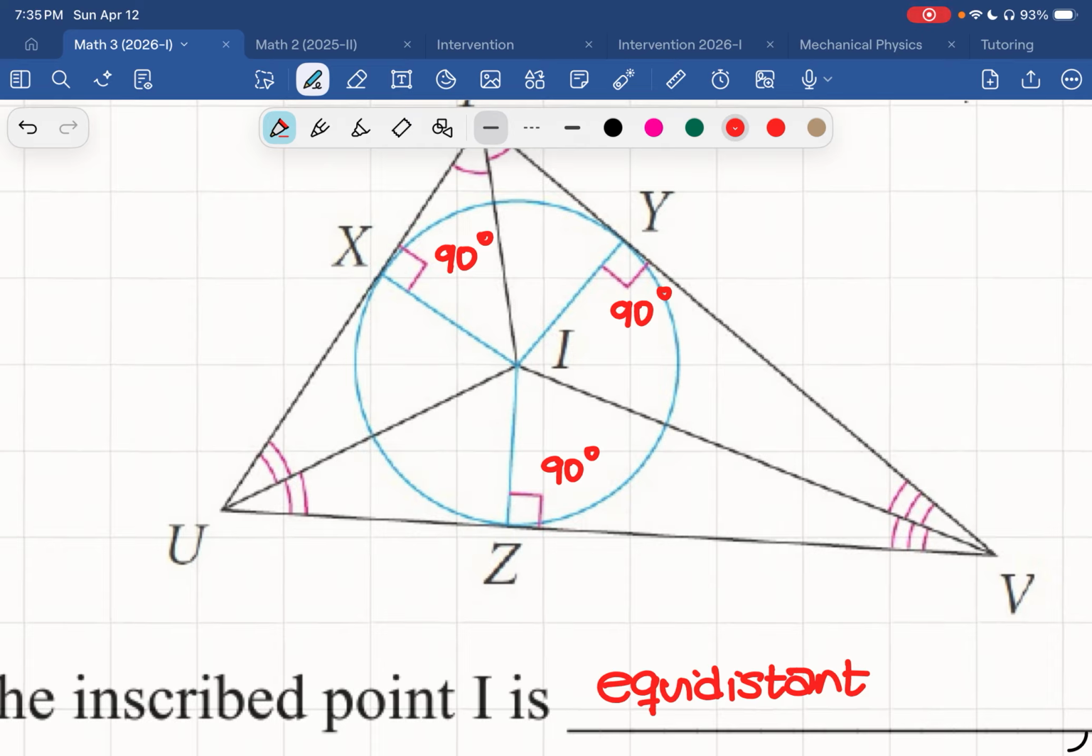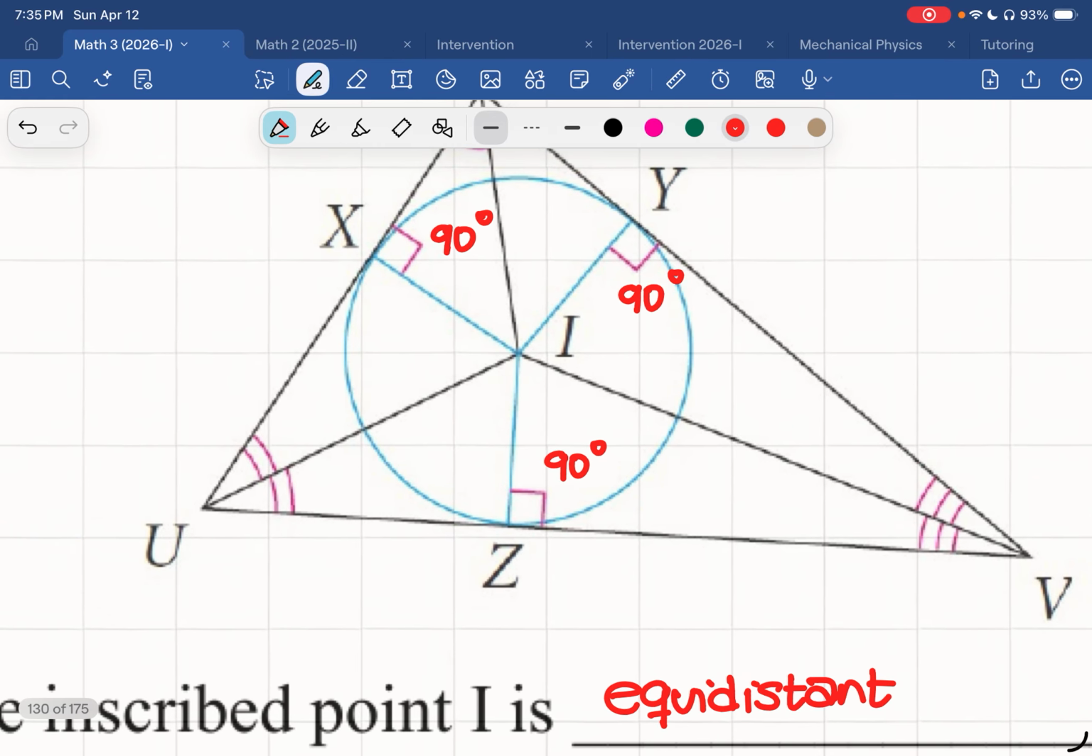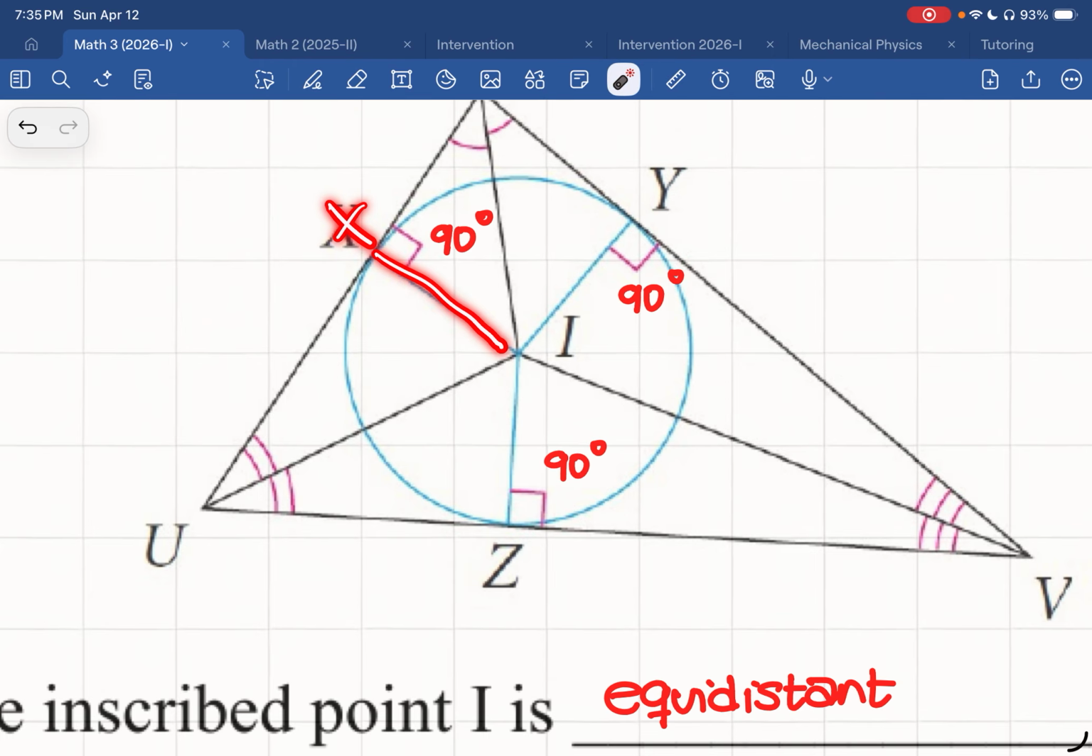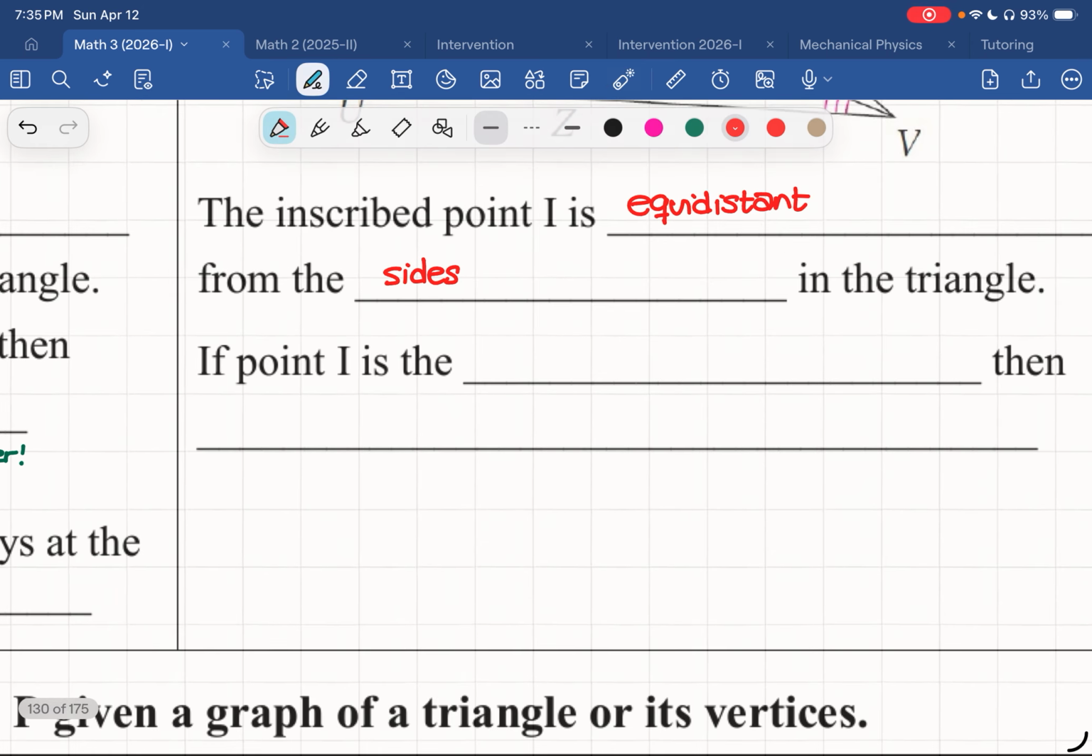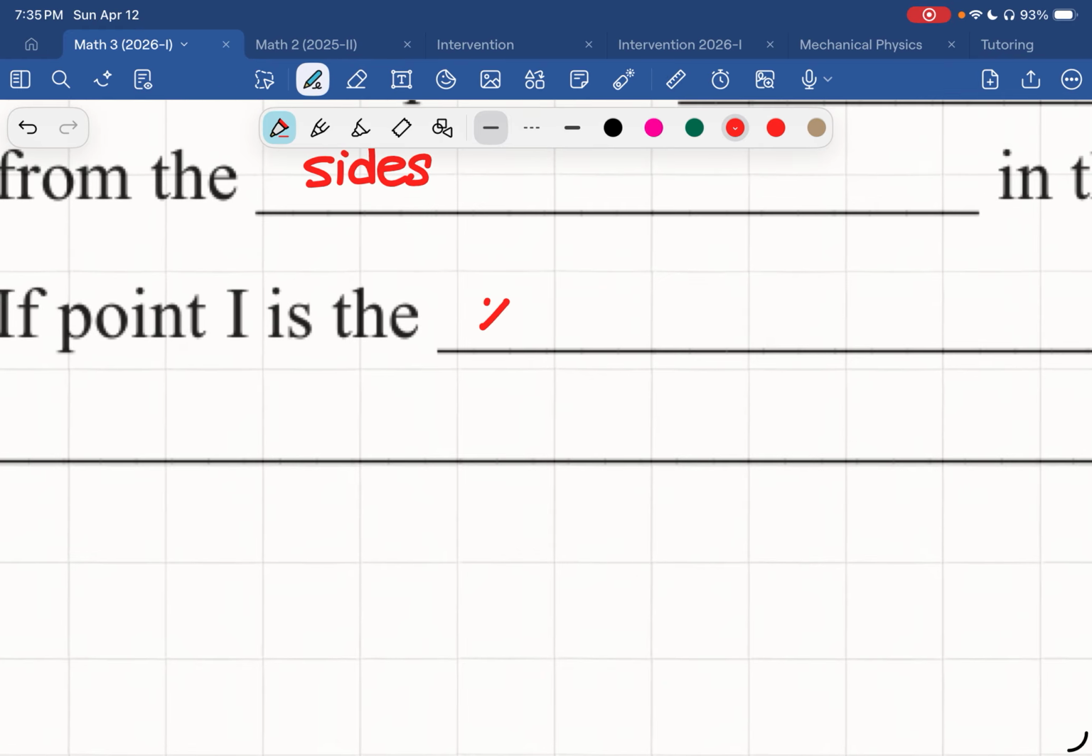So in this case, we can say that the distance xi is the same as the distance zi, which is this one, and it's the same as the distance iy, which is this one. Got it? So we're going to put this information here. I can say, okay, the distance xi is the same as the distance zi, and it's the same as the distance yi.